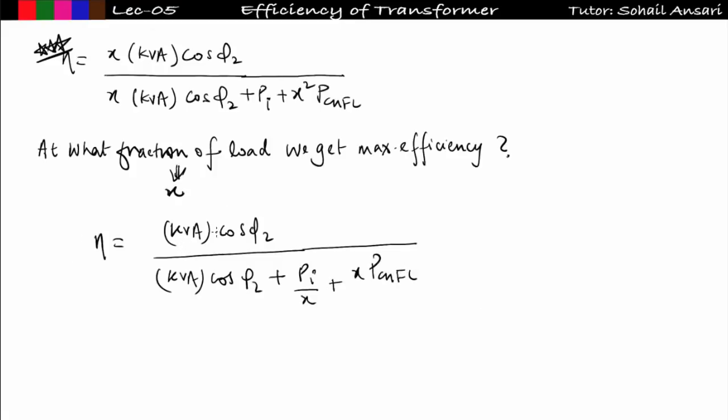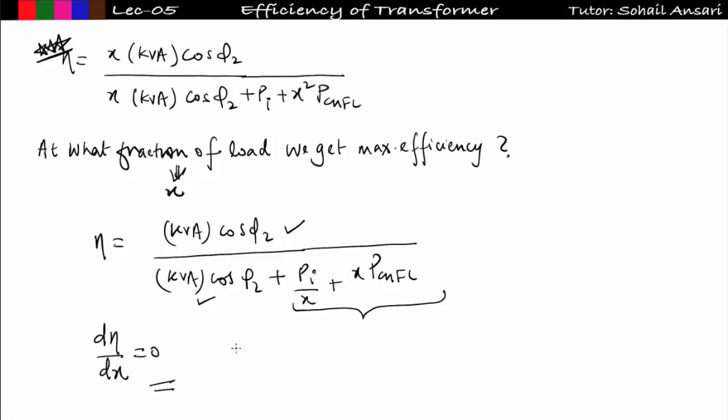Now see, this rating of transformer is constant, load power factor is constant. So this value is constant and this value is constant. It is not depending upon the load. Only the variable parameter is these losses. Okay, so in order to find at what load we get maximum efficiency, what we will do, we differentiate this denominator with respect to fraction of load and equate it to 0.